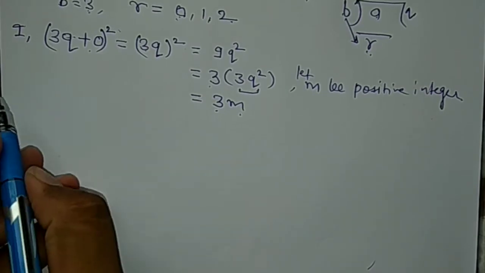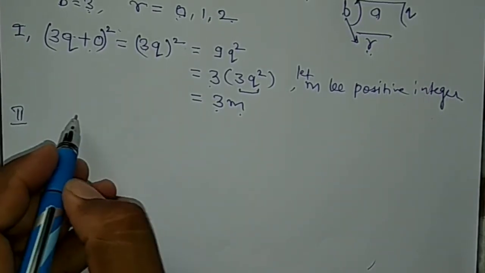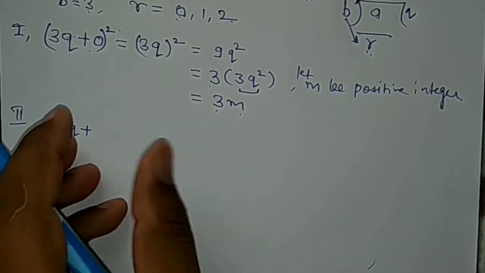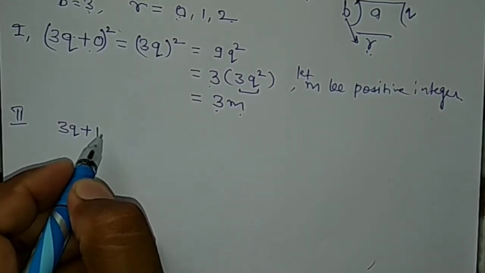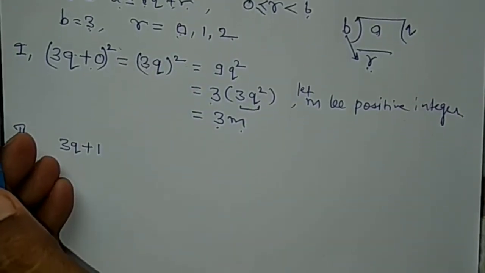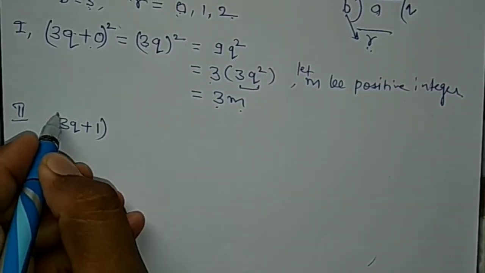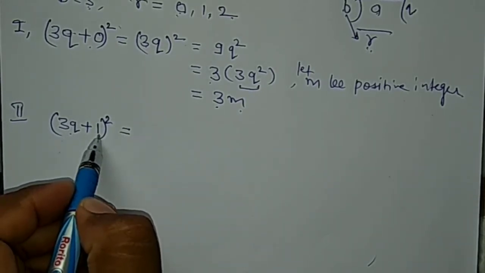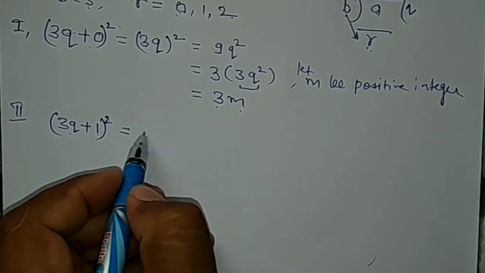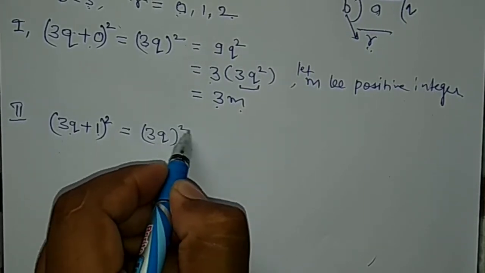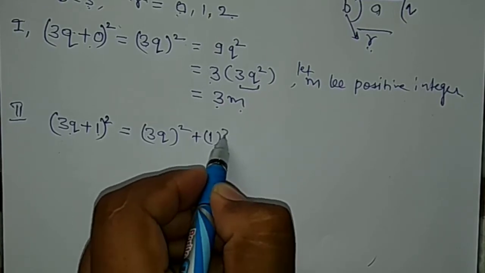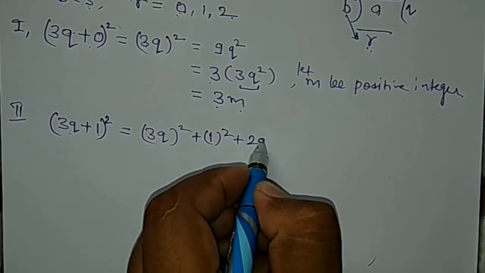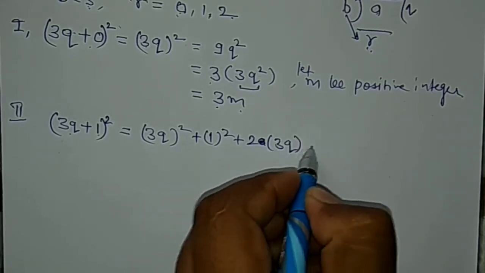Now take the second case. Second case is 3q plus, and now remainder is how much? 1, so I am writing remainder 1, and square of that. Now the formula comes here, a plus b whole square, that is how much? A square plus b square plus 2ab. 2ab is how much? 3q. I am writing here 3q and 1.